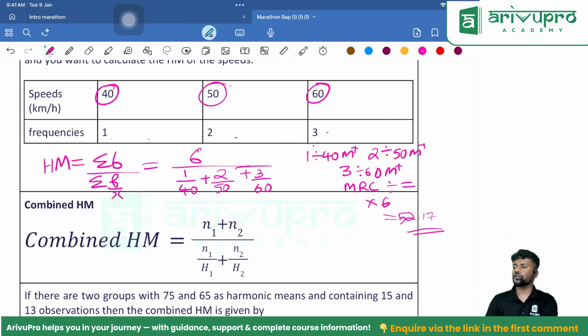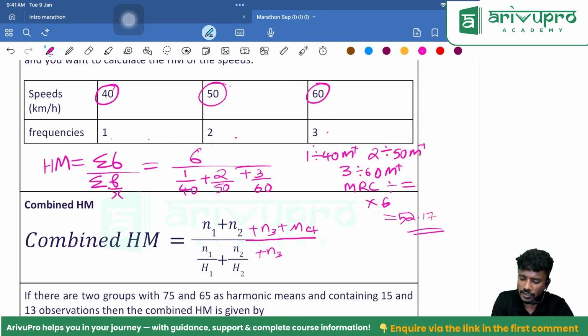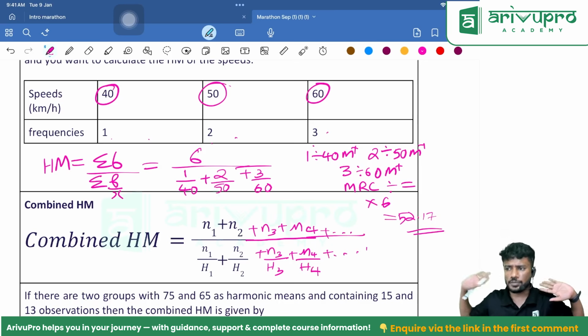Yes. Now we are going for combined HM. Now you remember combined mean? What does the combined arithmetic mean give? N1 x1 bar plus N2 x2 bar plus N3 x3 bar divided by N1 plus N2 and so on. Similarly, combined HM also can be written like that itself. That means if more observations are there, we can always write like this, correct? Plus N3 by H3 plus N4 by H4, that is also possible, plus and so on.